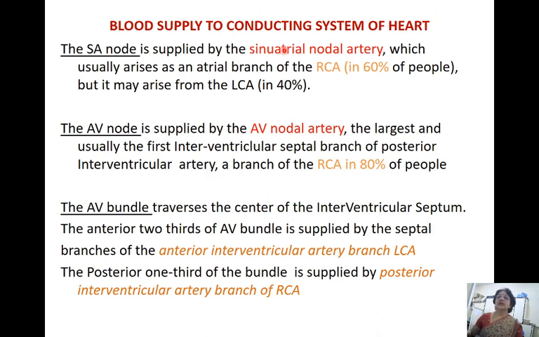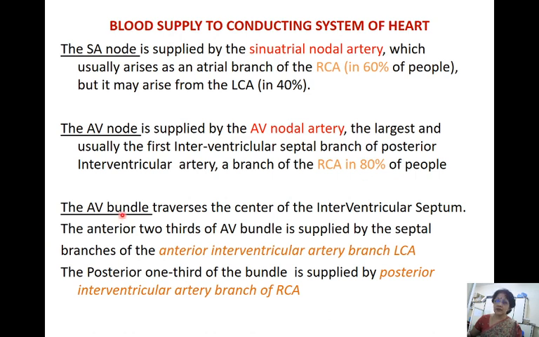Blood supply to the conducting system is extremely important. Repeat that point, and it can come as a separate short note. I put it as: the SA node is supplied by the SA nodal artery from the right coronary, maybe from the left coronary. The AV node is supplied by the AV nodal artery, the largest and first branch of the posterior interventricular artery, from the RCA in 80%.